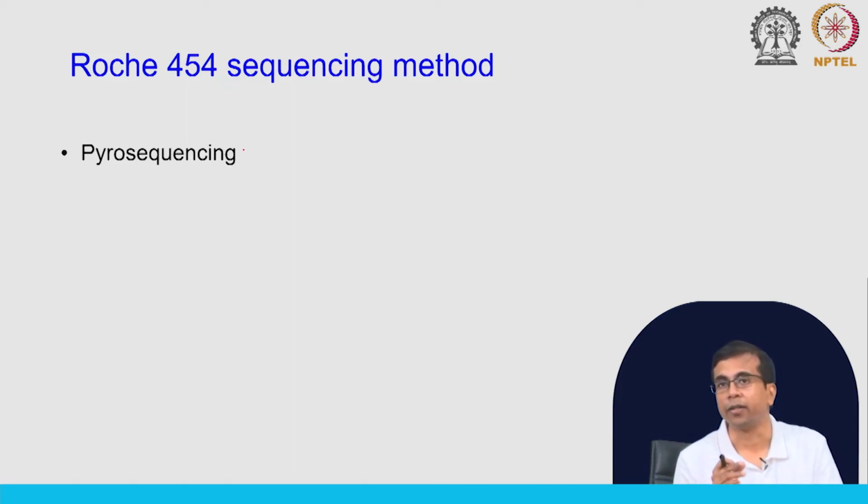Okay, so, how does this method work, right? How do you actually get the sequence data? 454 sequencing relies on something called pyrosequencing. You may or may not have heard about this pyrosequencing. We will talk about what this method is in much more detail. So, 454 sequencing actually took this pyrosequencing method and massively parallelized this sequencing process, okay, and again we will see how this actually happened.